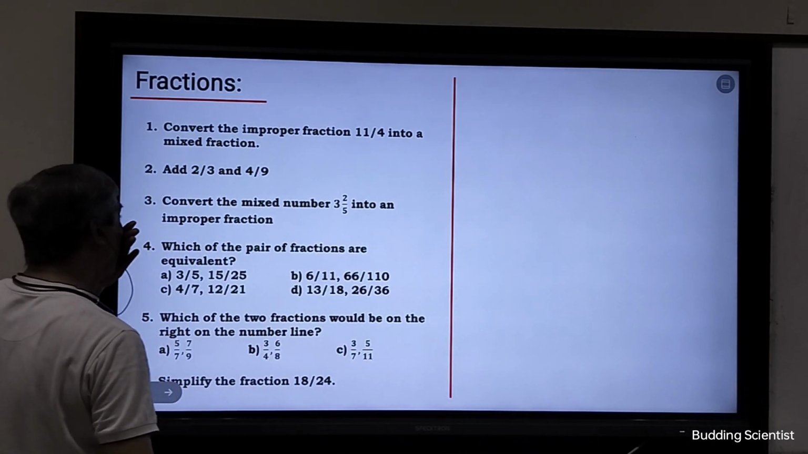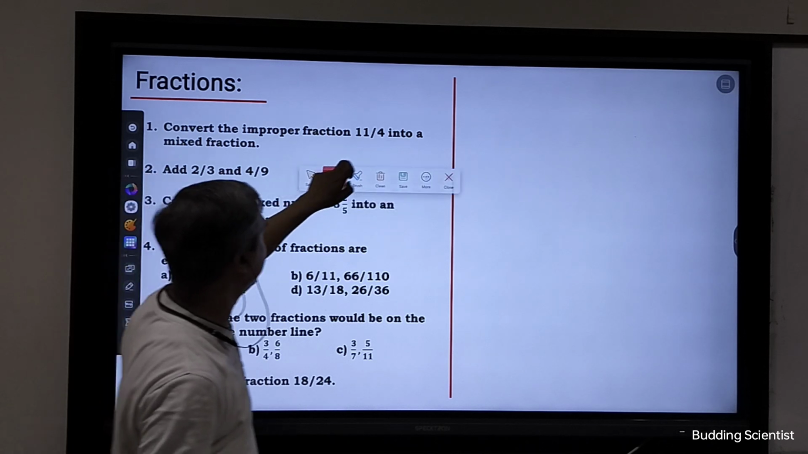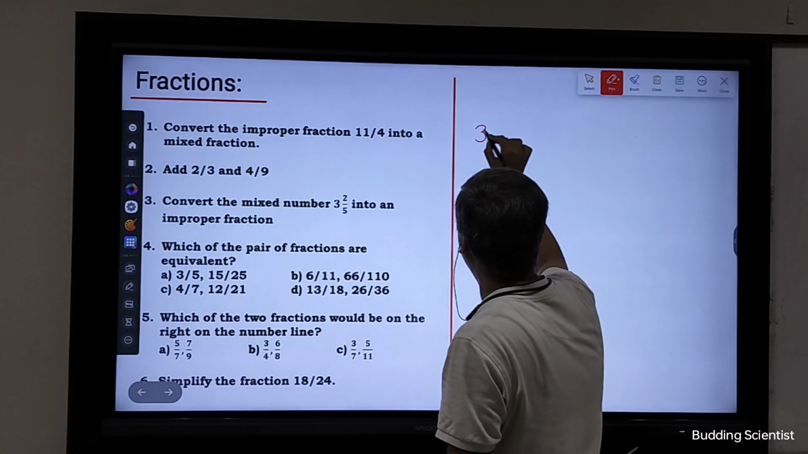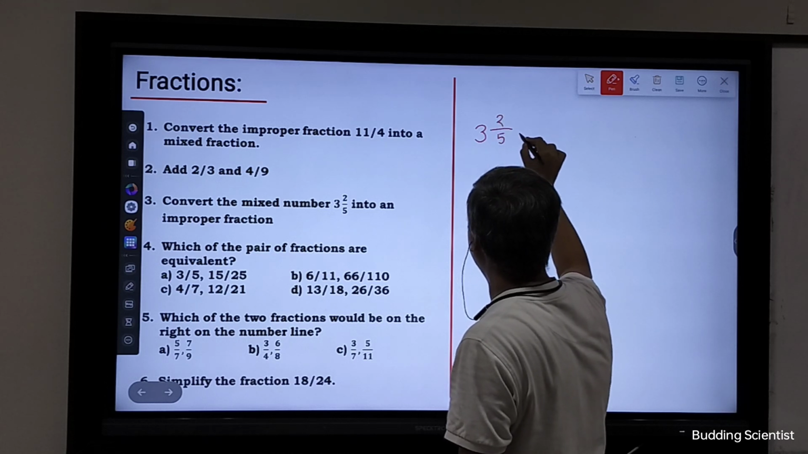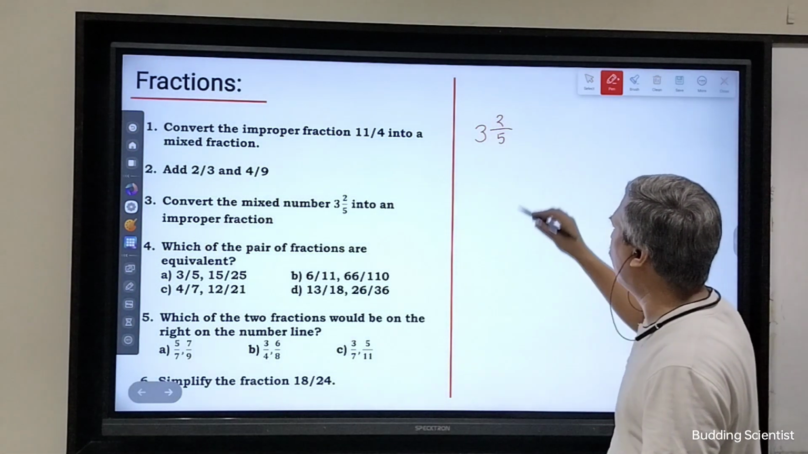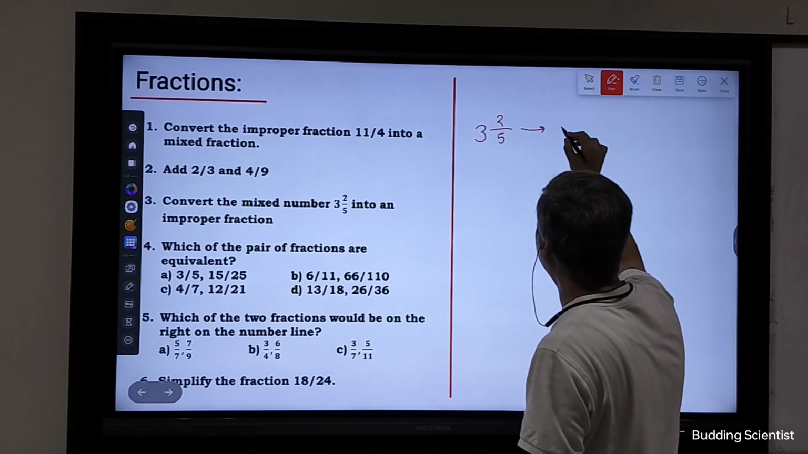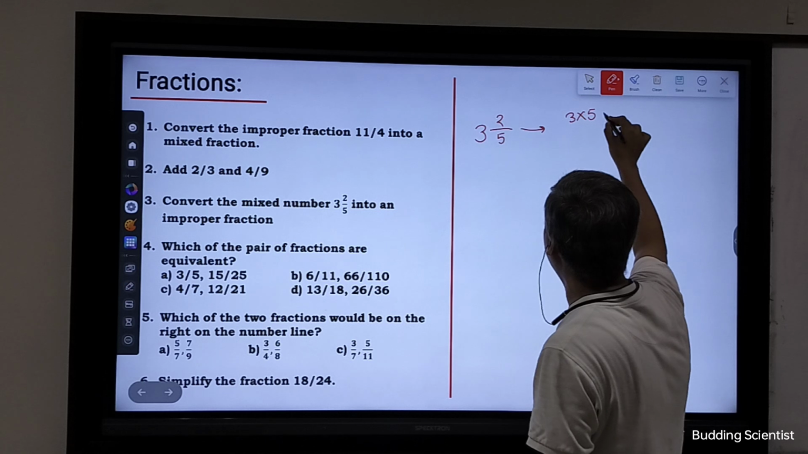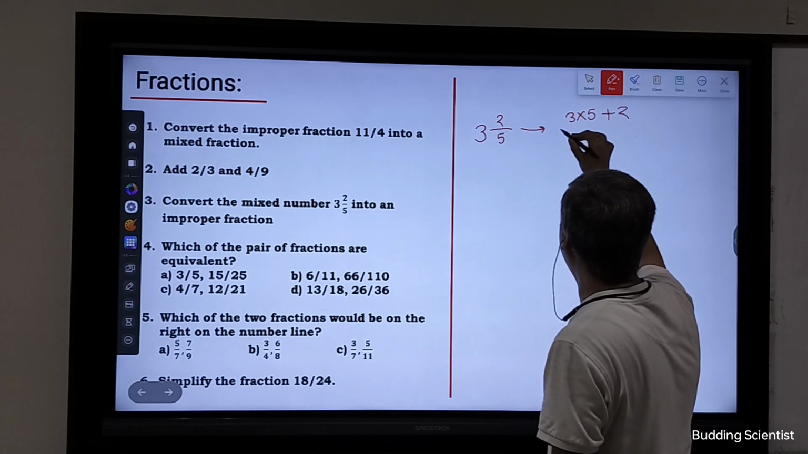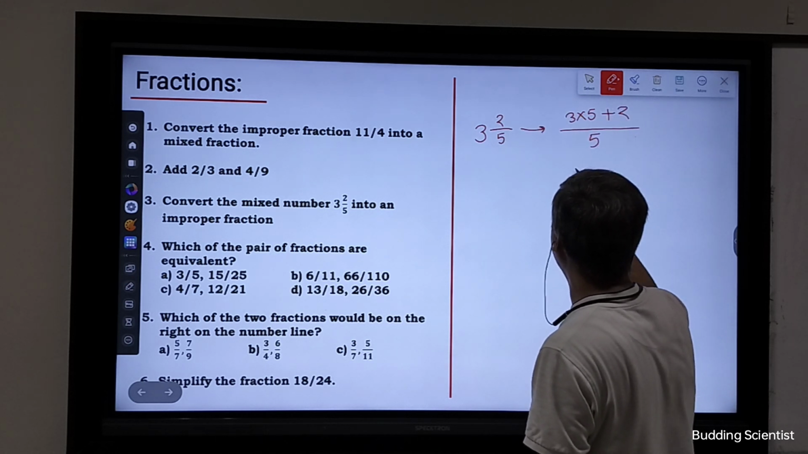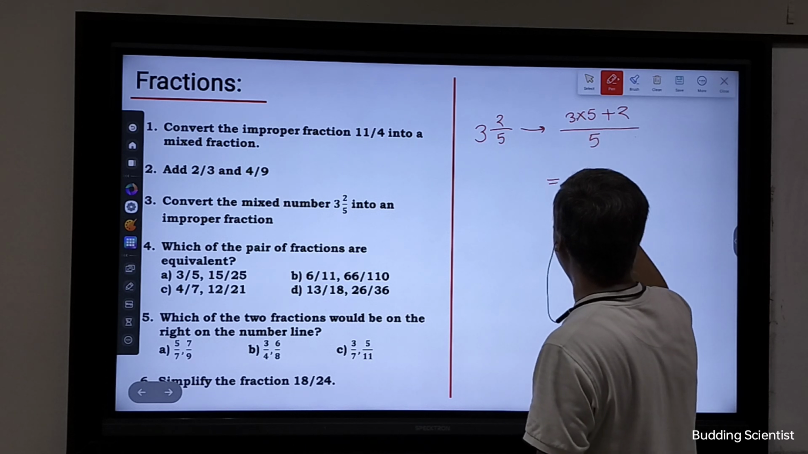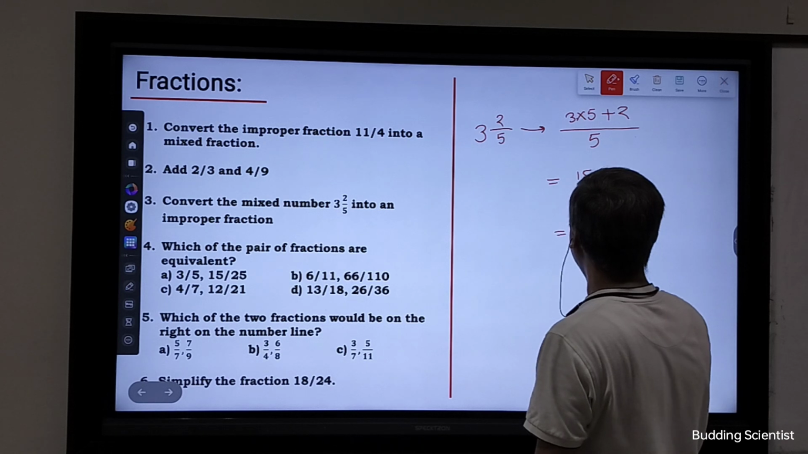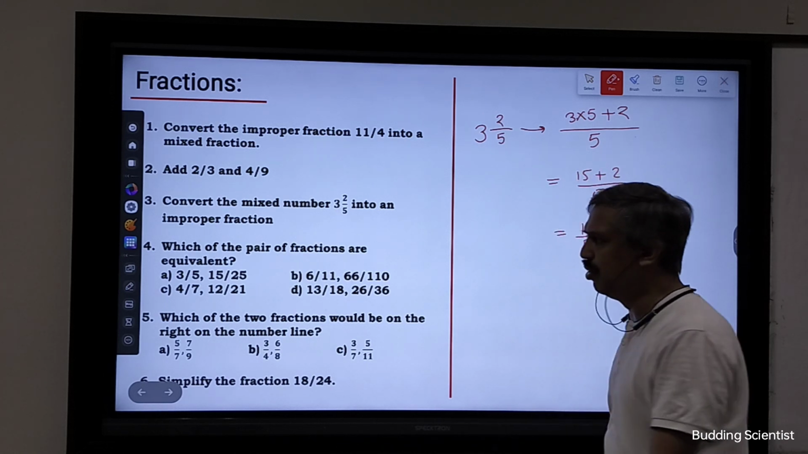Question number 3 is convert the mixed fraction 3 and 2 by 5 into an improper fraction. How do we do it? This is equal to 3 into 5, multiply these, 3 into 5 plus add this 2 and keep the denominator same. This is equal to 15 plus 2 upon 5 is equal to 17 upon 5. Should not be a problem.